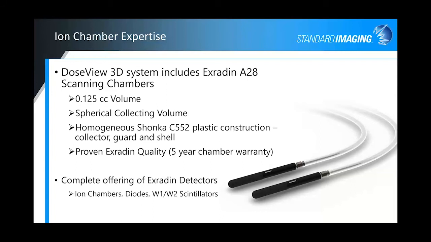And the nice thing about our chambers too is they are repairable. For some reason, if one gets dropped, or if you crack a shell, things like that, they are repairable for a fraction of the cost of a new chamber, which is pretty unique to the X-ray line of chambers as well. And then we have, like I said, many different detectors: our ion chambers, our diodes, and our W1 and W2 scintillators, which are a 1 millimeter by 1 millimeter or 1 millimeter by 3 millimeter detector. So very small resolution for small field measurements.